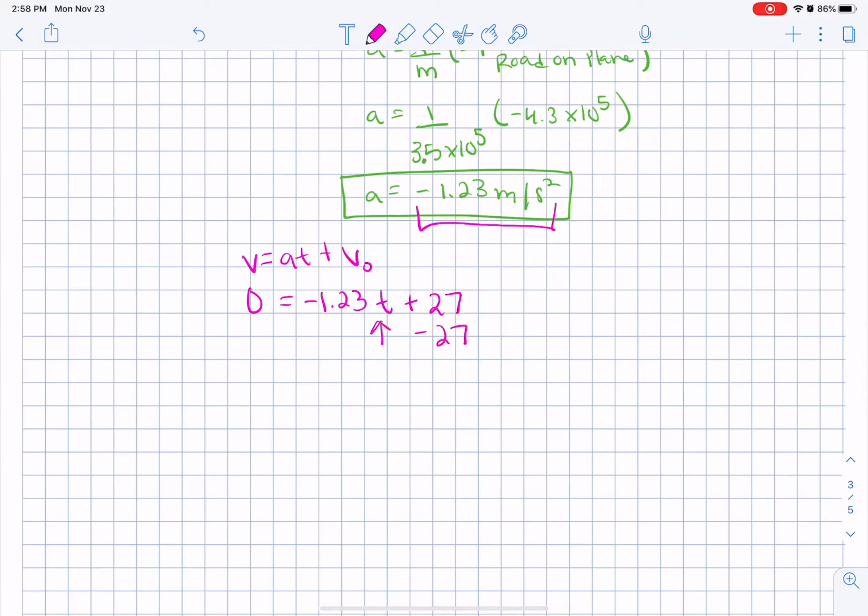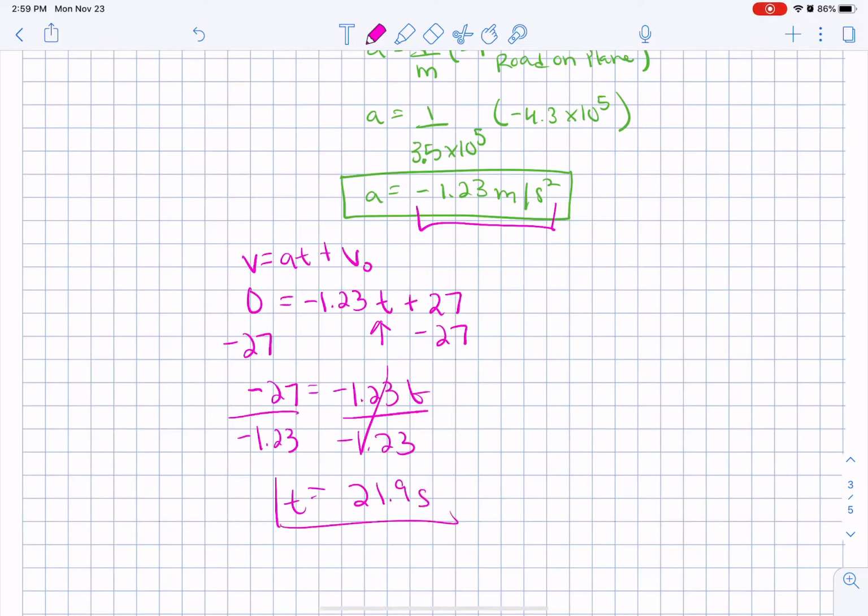So I'm going to subtract 27 from both sides, and I get negative 27 equals negative 1.23 t. Divide both sides by negative 1.23. And I get a time of 21.9 seconds to stop. And that's my final answer.